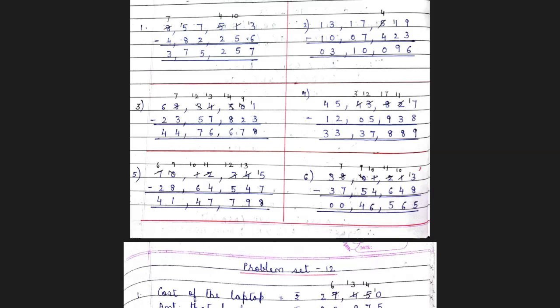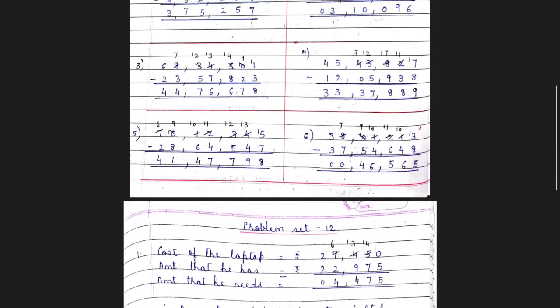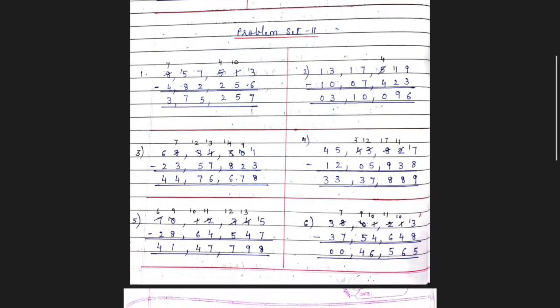0 minus 4. So borrows a number from 0. Again it cannot borrow. So 0 borrows from 8. Becomes 10. 10 gives a number to 1. Becomes 9. So 10 minus 4, 6. 9 minus 5, 4. 7 minus 7, 0. 3 minus 3, 0. Therefore, answer 46,565. Children, I hope subtraction is clear for you.